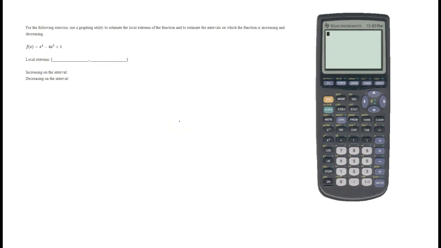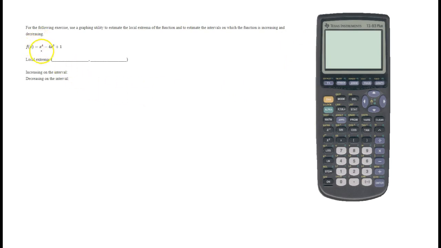We're looking at a problem that wants us to use our graphing utility. So you see I have a TI-83 here. For the following exercise, use a graphing utility to estimate the local extrema of the function and estimate the intervals on which the function is increasing and decreasing. Local extrema means we want to find either the high points or low points, a minimum or maximum. So that's what we're looking for here.